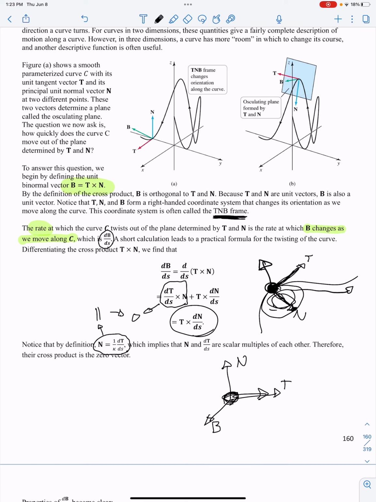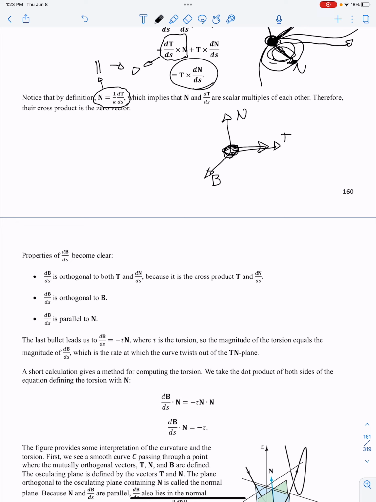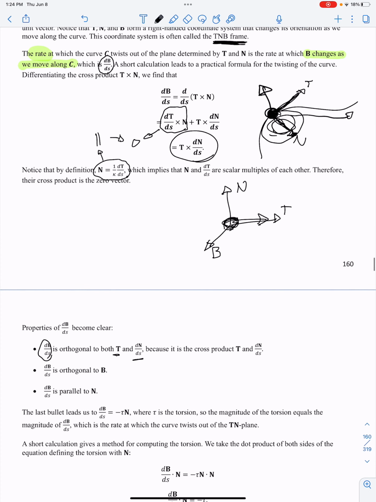So I know the rate of change of the binormal with respect to arc length is equal to the cross product of the tangent and the derivative of the normal vector with respect to arc length. A couple of these things become clear. dB/ds is orthogonal to both T and dN/ds because it is the cross product of T and dN/ds. Since it is the cross product of those two, the answer of a cross product is always orthogonal to the terms being crossed.